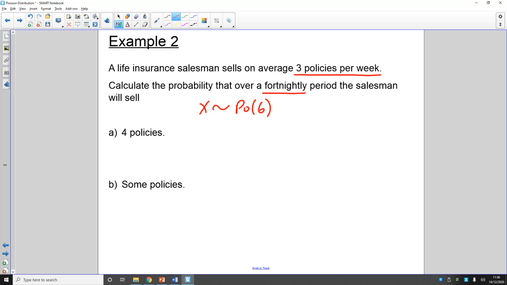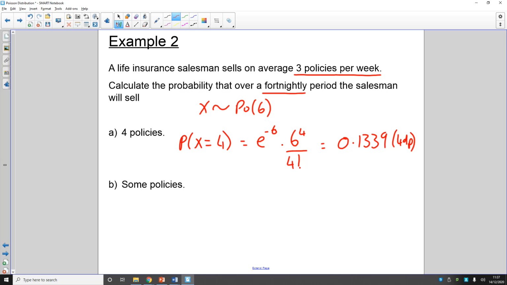So if I want to work out now the probability that he sells 4 policies, then I would need to work out the probability that x is equal to 4. So again, I can either use the probability formula, so e to the power of minus lambda, e to the power of minus 6, lambda to the power of x, in this case that's 6 to the power of 4, all over 4 factorial, or going back to your calculator and adjusting the parameters in there. Here's a check for you, 0.1339, and again, all answers are given correct to 4 decimal places.